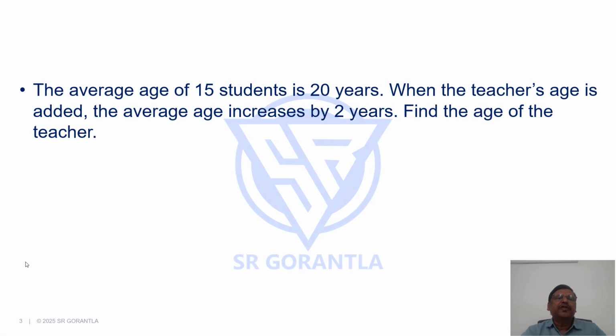Let's see the first question. The average age of 15 students is 20 years. When the teacher's age is added, the average age increases by 2 years. Find the age of the teacher. Now, the traditional method is like this.